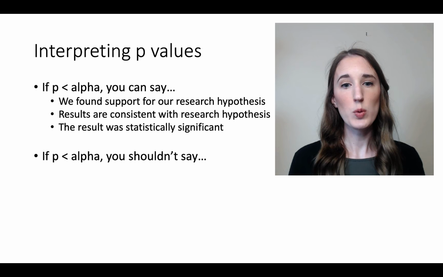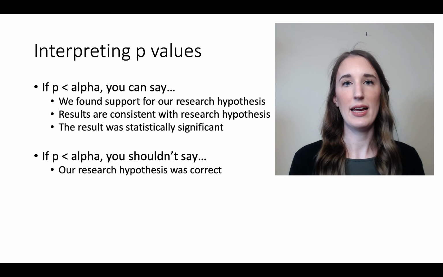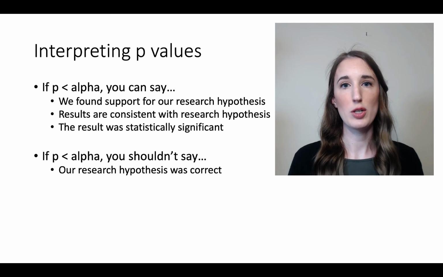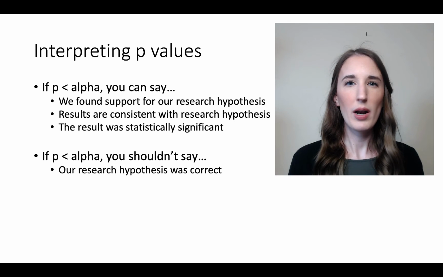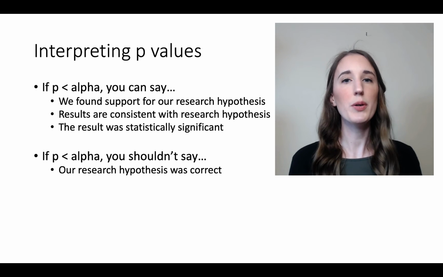In contrast, we want to avoid saying things like, our research hypothesis was correct. This is because we need to account for the possibility that we made a type 1 error, or a false positive. That is, it's possible that we found a statistically significant result in our sample, but our hypothesis may still not be true in the population.